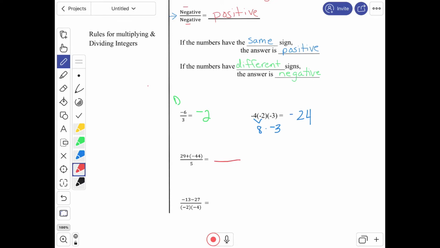On the next one, we're going to need to do that top part first before we can divide by 5. So 29 plus a negative 44, negative 15, divided by 5. So negative 15 divided by 5 would be negative 3.